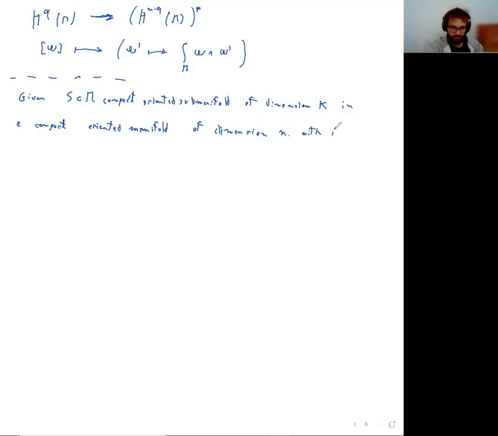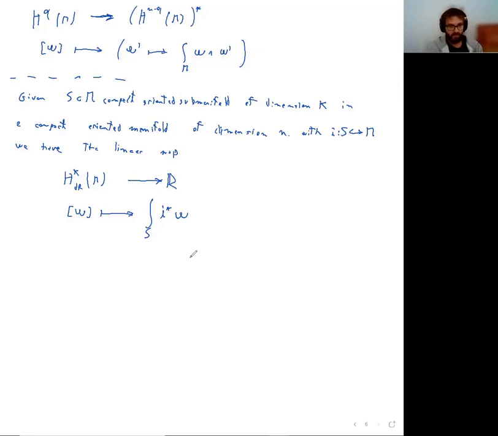And we take the immersion i from S to M. We have another linear map, a linear map that goes from the kth de Rham cohomology of M into R, which takes omega and sends it to the integral over S of i star of omega, right? This is something we've seen when we defined the integration. This is basically thinking that you're restricting this omega to S, and then since these are of the same degree, you can take this integral.